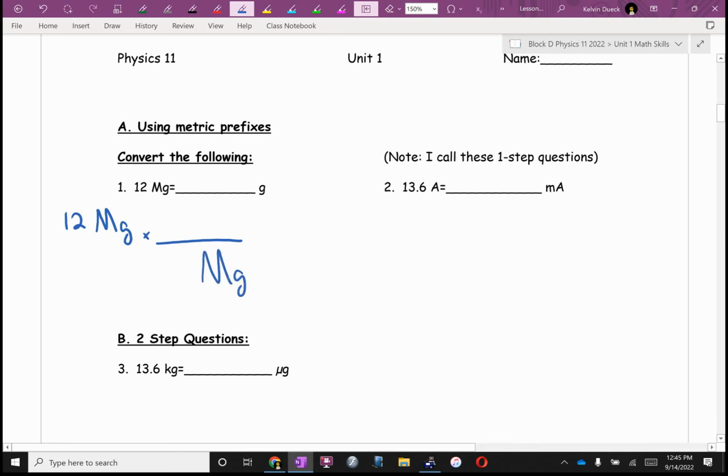What units do I want left behind? Just plain old grams. But this is not correct. This is not a 1. Mega, 10 to the what?